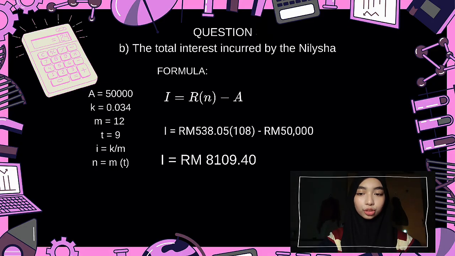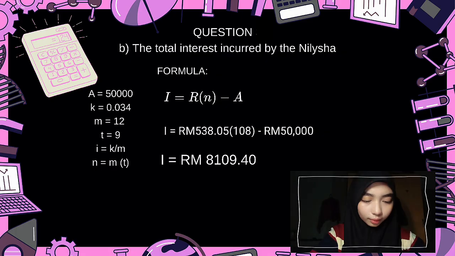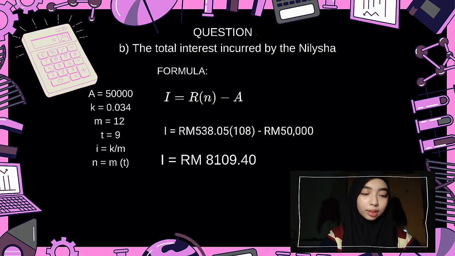The total interest incurred by Nilisha. First, we use the formula I equals R multiplied by n, then subtracted by A, where R is the periodic payment, n is the number of payments, and A is the present value. Next, we substitute the values. R equals 538 ringgit and 5 cents, n equals 108, and A equals 50,000 ringgit. So, we calculate 538 ringgit and 5 cents multiplied by 108.